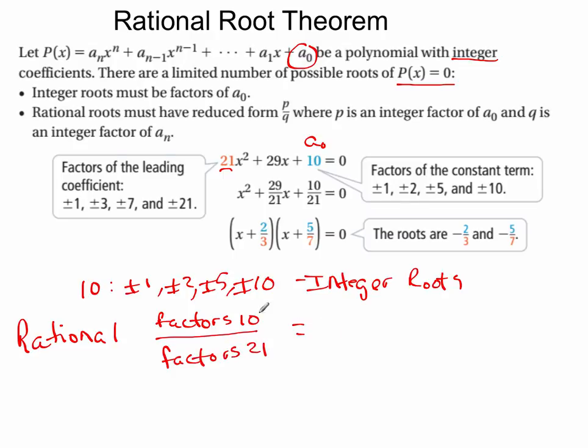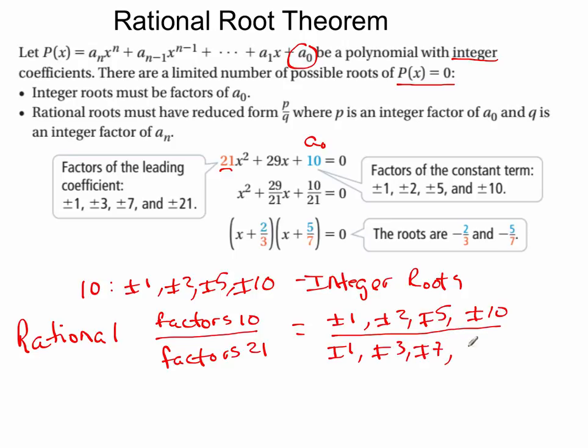So my rational roots will have to be plus or minus 1, plus or minus 2, plus or minus 5, plus or minus 10, divided by plus or minus 1, plus or minus 3, plus or minus 7, and plus or minus 21. So the only possible rational roots we're going to have is, let's see, I've already got my integer roots, so let me do the ones that don't have the plus or minus 1 there.